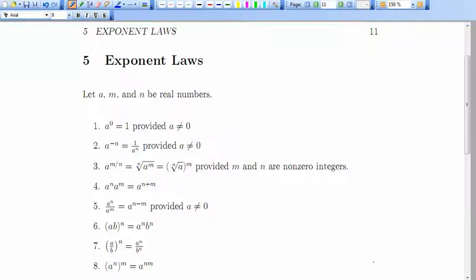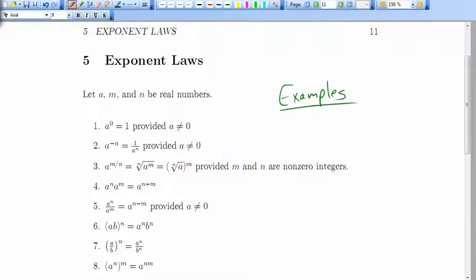Now, all these different exponent laws, all 8 of them, you don't need to memorize them per se, but you have to be able to use them without having to think about it too much. They should come naturally to you. Okay? So you want to practice and practice and practice till they are natural for you. All your math teachers after this will expect that you know them by heart. So let's take a look at them. We'll give some examples as we move along.